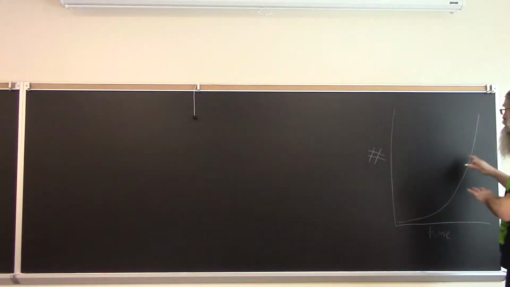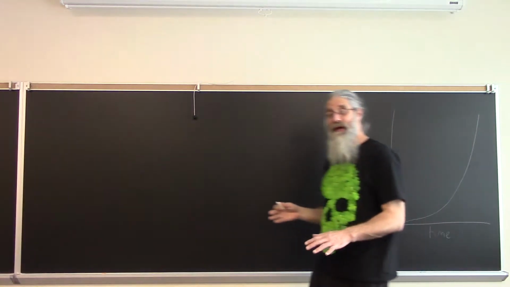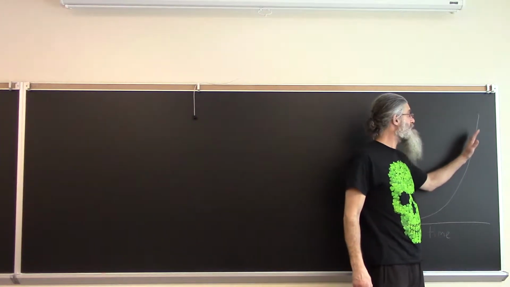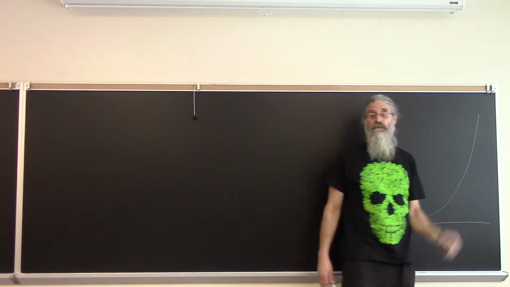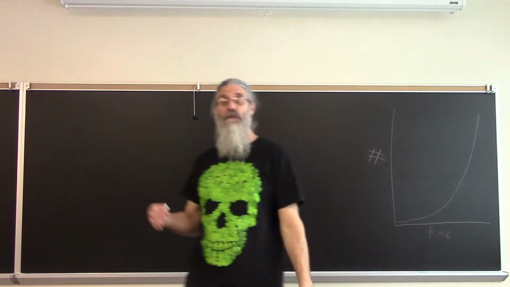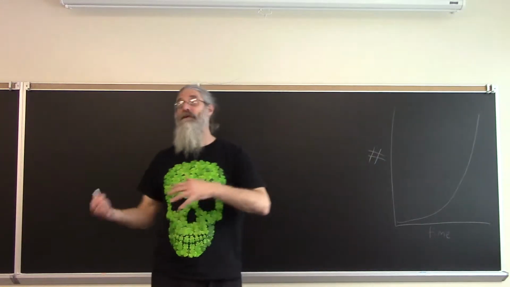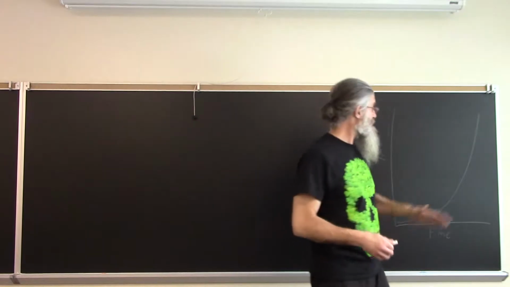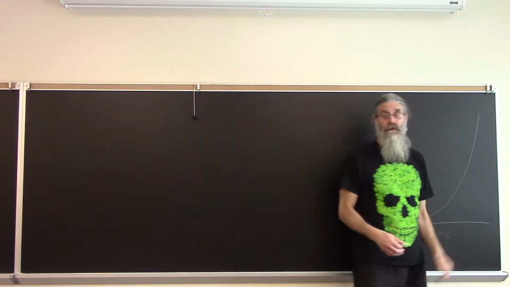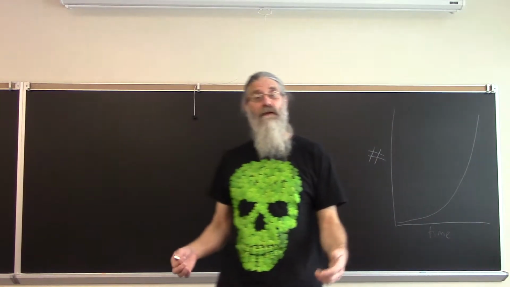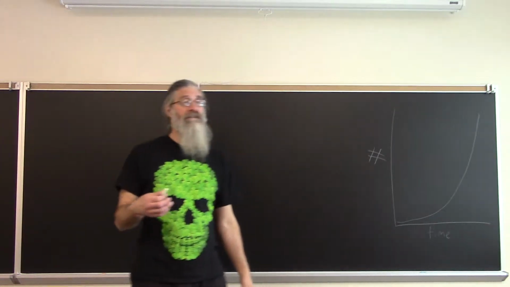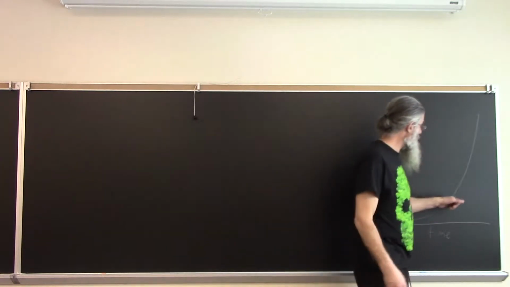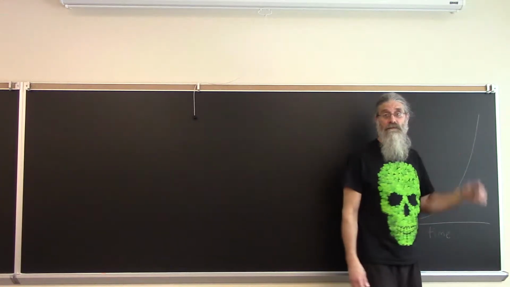So the nature of this curve is that with time, the curve becomes steeper and steeper and steeper. And that's what it means to say that the rate of increase, which is the slope of the curve, in a sense, acceleration, is a function of how many individuals are already present.